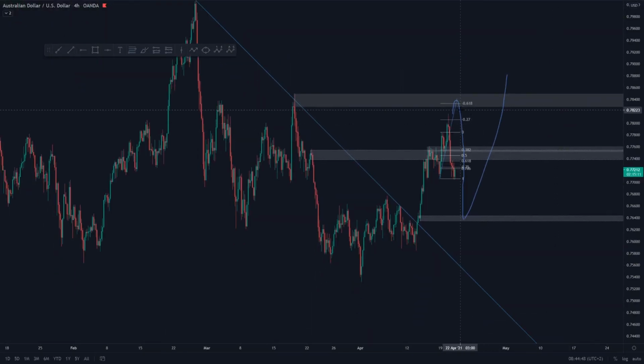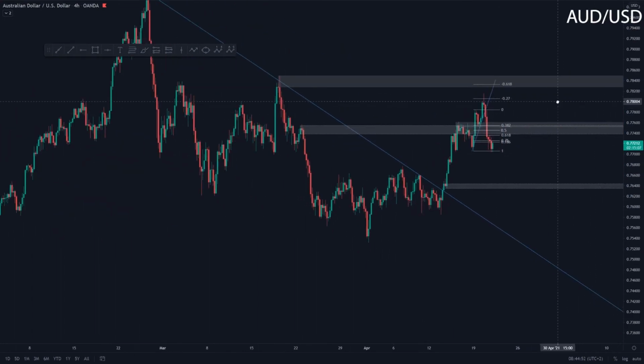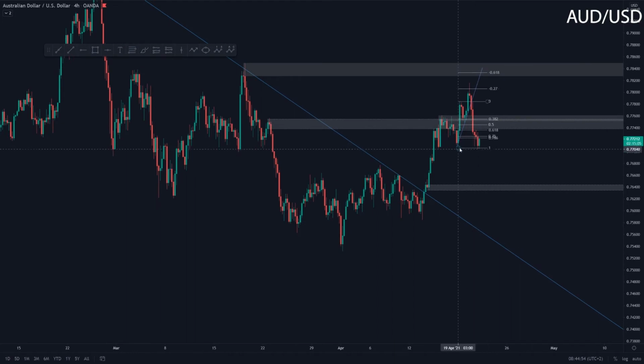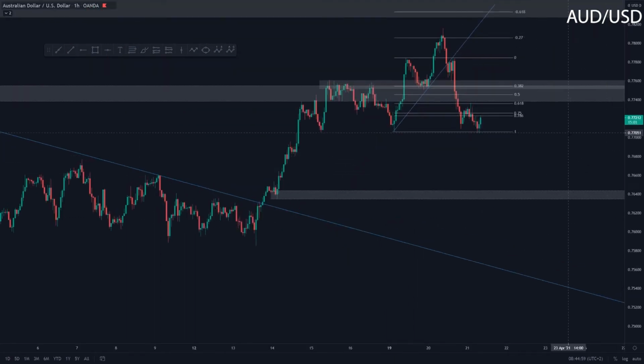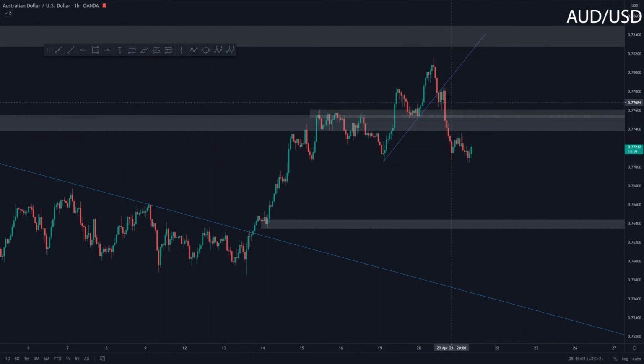And I still have the lines on from yesterday. And as we can see, Aussie dollar is actually doing exactly what we wanted. We broke this minor ascending trend line on the 1 hour. And as we can see, we started impulsing further towards the downside. So we can remove this Fibonacci, remove the trend line, remove previous support and resistance.